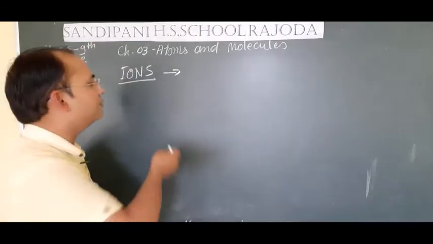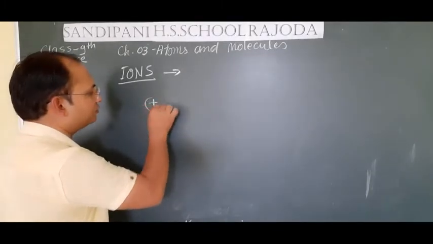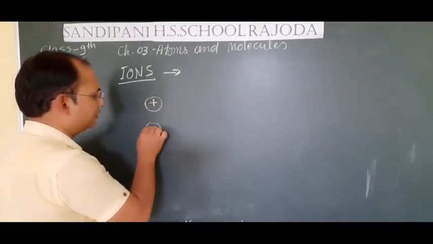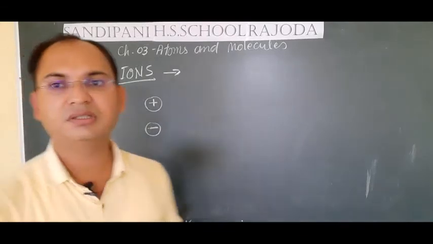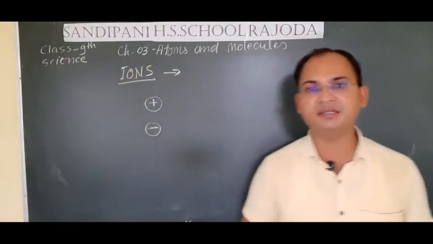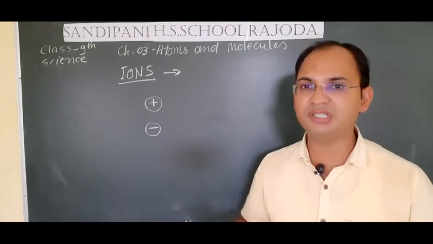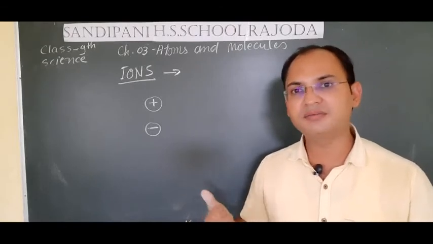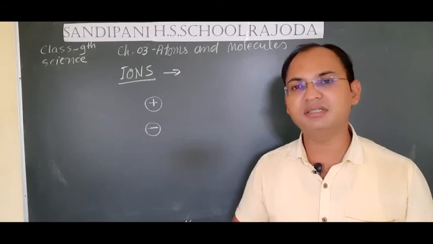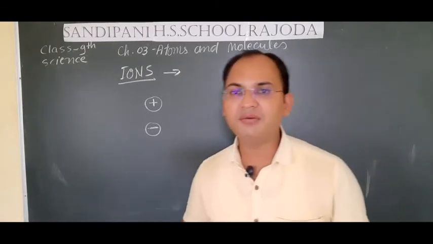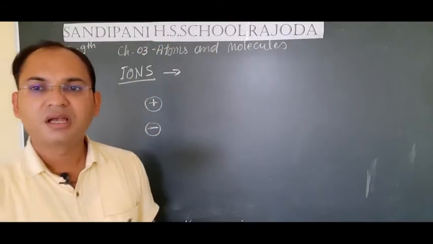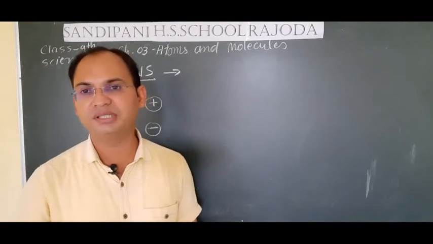Students, there are two types of charge. One is positive and second is negative. On the basis of the charge carried by the atoms, there are two types of ions: one is the positive ion, that is cation, and second is the negative ion, that is anion. Now students, let's see how these ions are formed in nature.